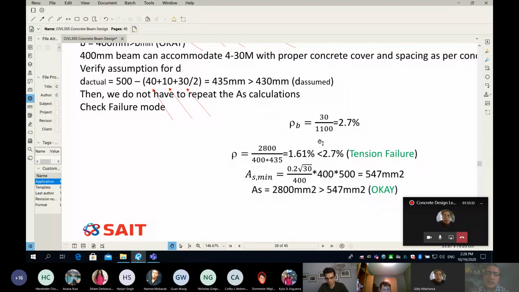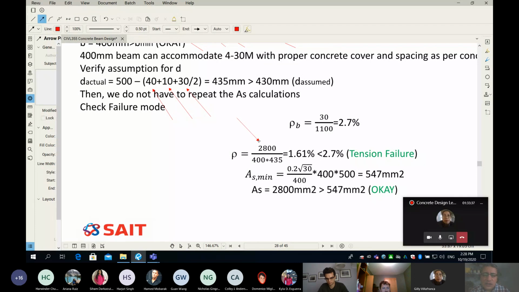Let's go ahead and check minimum and maximum. For the maximum, we divide area of steel by the width of the beam and by the actual depth of the beam. So we get 1.61%, less than 2.7. Where did they get 2.7? Is that a secret? It's here. It's very simple. You divide by the fc' by the 1100, 2.7. So what turns your beam into balanced failure is 2.7% reinforcement. How about the case now? We only have 1.61, which happens to be less than 2.7. It means tension failure. It means great.